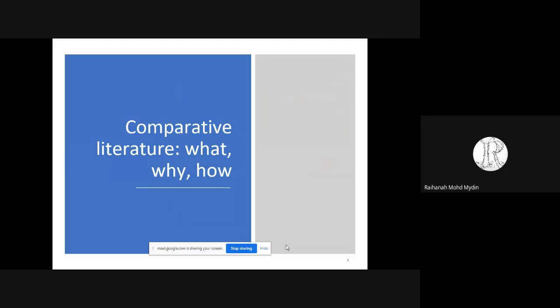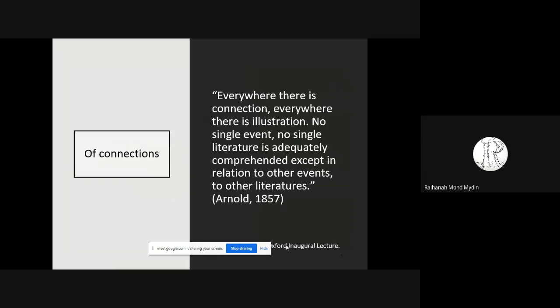So I want you to keep that in the back of your mind as we go through the what, why, and how of comparative literature. Another important quote, a bit dated but still significant, by Matthew Arnold in 1857, his Oxford inaugural lecture. One of the statements that he made in that lecture was, "Everywhere there is connection, everywhere there is illustration. No single event, no single literature is adequately comprehended except in relation to other events and to other literatures."